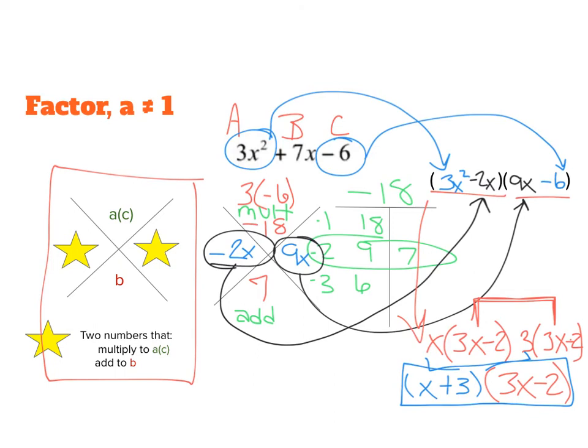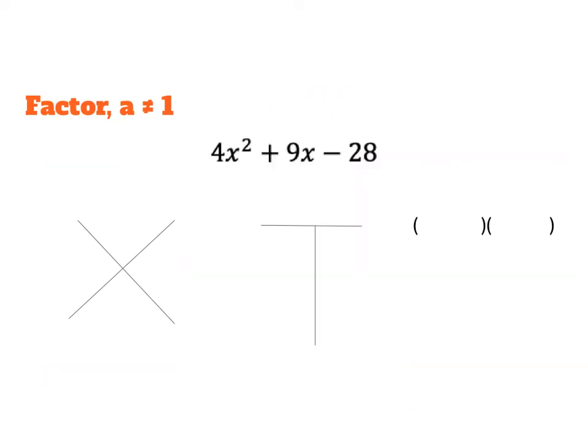All right, it seems like a confusing process, but as you work through it a few more times, you'll get the hang of it. Let's look at the next problem. So I'm going to write my, remember, a times c in the top here and my b in the bottom. So reminder, this is what we want to multiply to. This is what we want to add to when we do our factor tree over here.